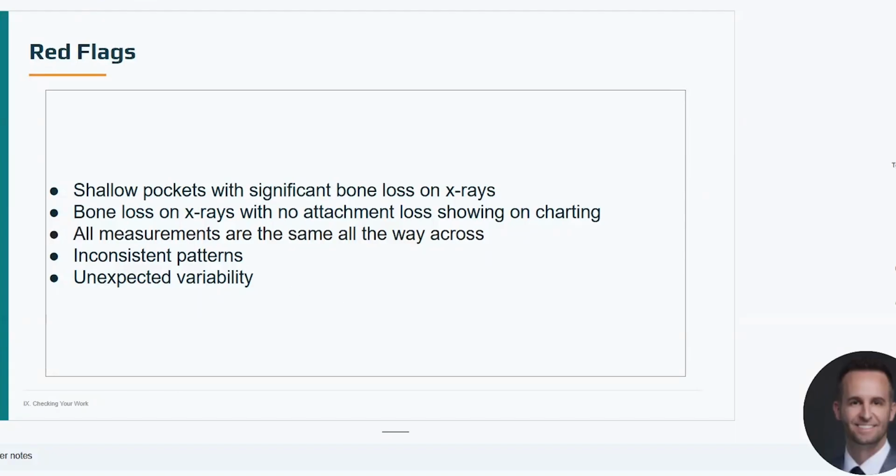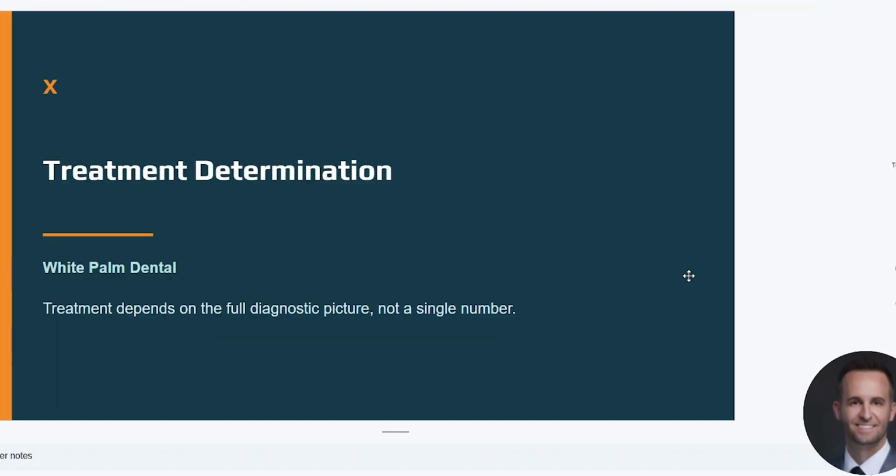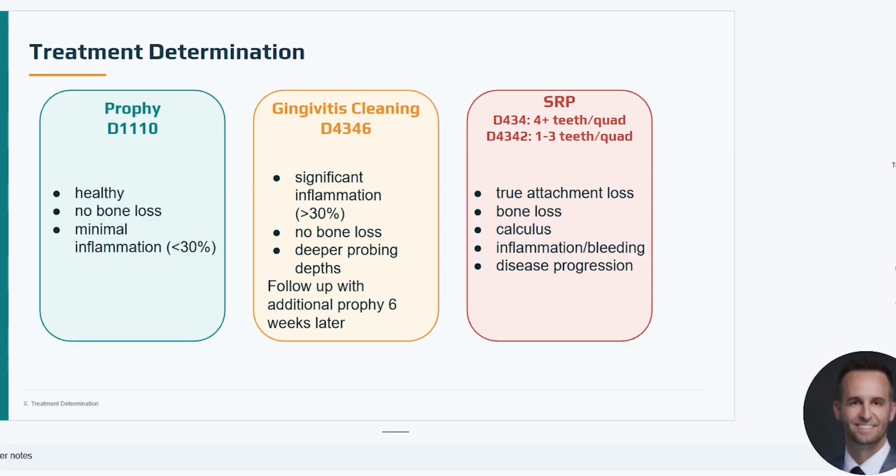Or if we are seeing inconsistent patterns, big areas where the gums are jumping up and down, and we're not seeing that in the mouth, you're charting something wrong. Same thing with the variability. So how to determine treatment? Again, it all comes down to the full diagnostic picture, not just one number.